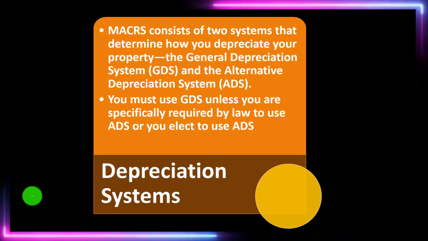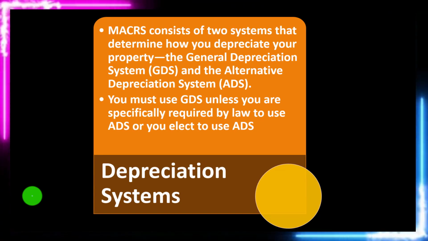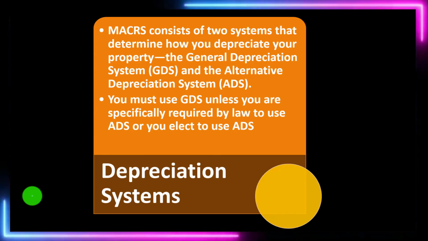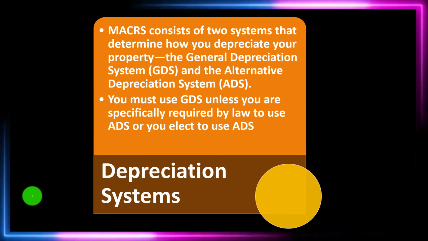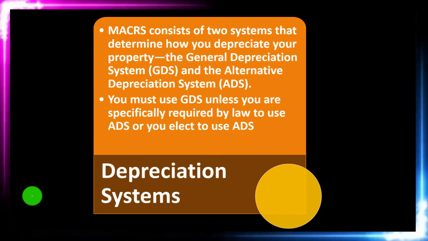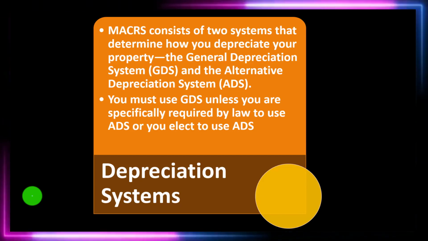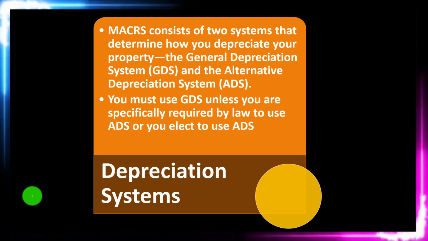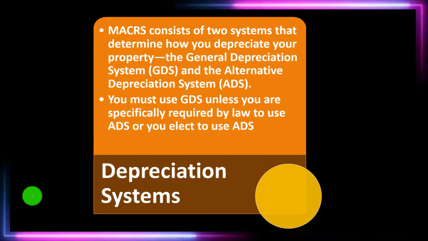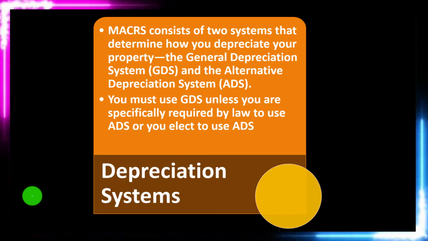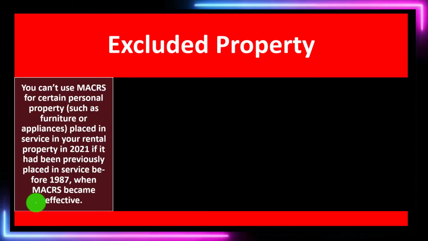So we've got the depreciation systems. We've got the MACRS. MACRS consists of two systems that determine how you depreciate your property: the General Depreciation System, known as the GDS, and the Alternative Depreciation System, the ADS. You must use GDS unless you are specifically required by law to use ADS, or you elect to use ADS.